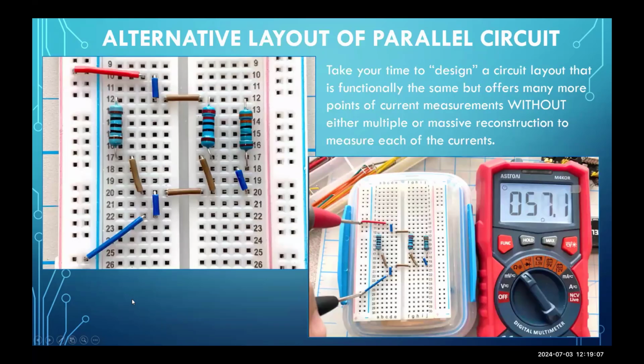This is an alternative layout for parallel circuits. And this layout is, again, very similar to the schematic. I've got my voltage source on the left, and I've got three resistors that are parallel to each other, but built differently. Why? Because this allows multiple points for measuring different quantities that I want to measure without having to majorly reconstruct any portion of the circuit.